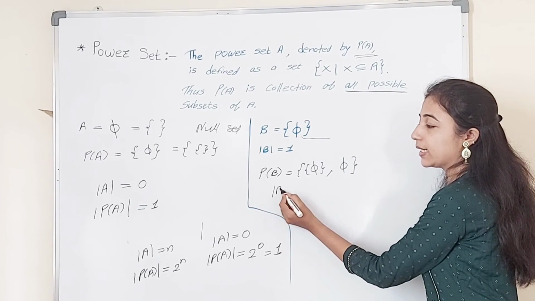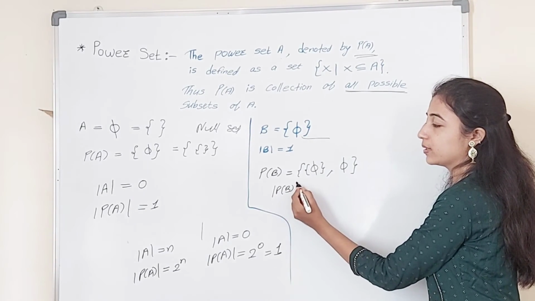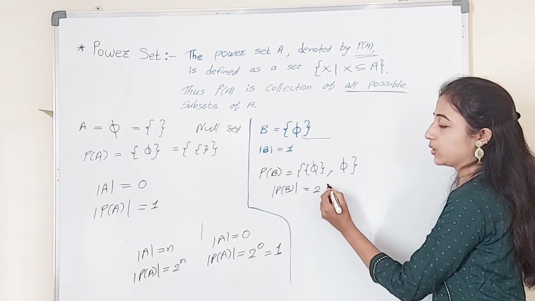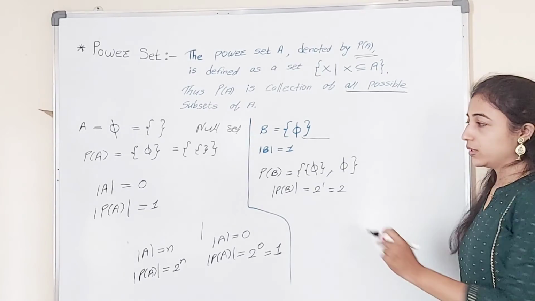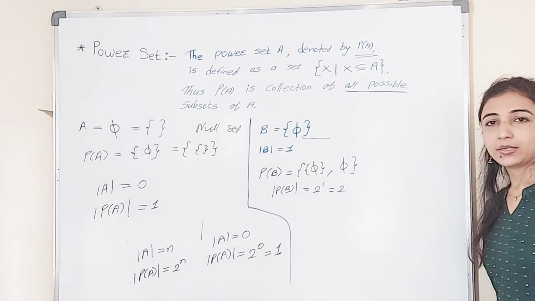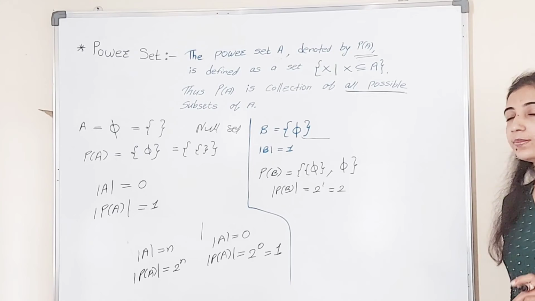And here the cardinality of power set B is equal to 2 raised to power 1, that is nothing but 2. And see, if you count also, the total elements are 2. Hope it will be clear.